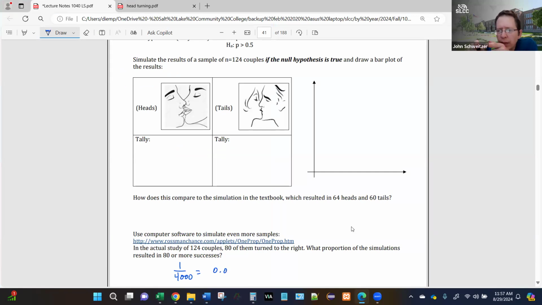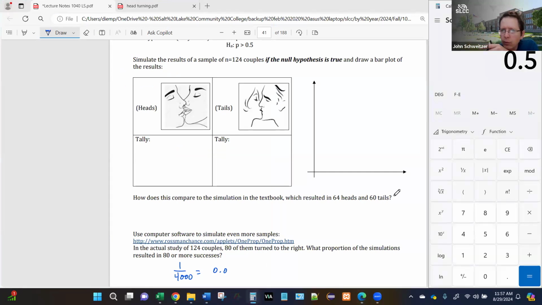Yeah, so that's a good question, Noah. So yeah, we have 4,000 rounds of 124. So we did flip the coin. I think you're exactly right. If we go 124 times 4,000, there were almost 500,000 coin flips.